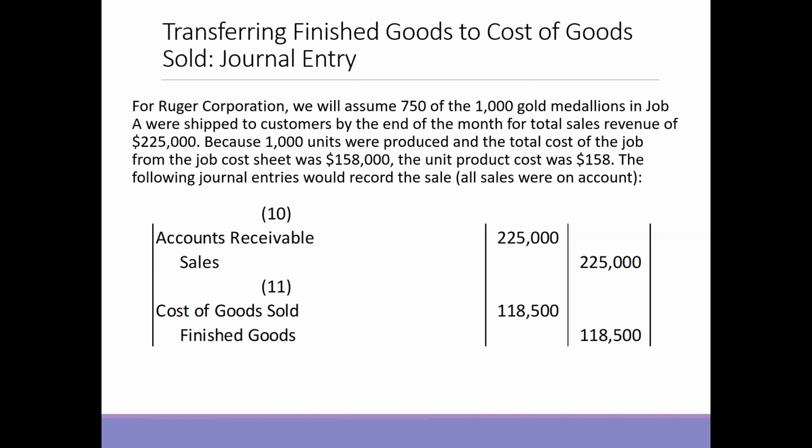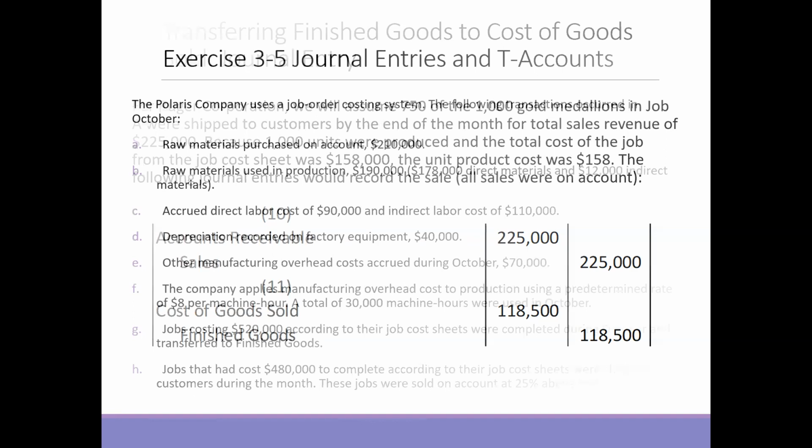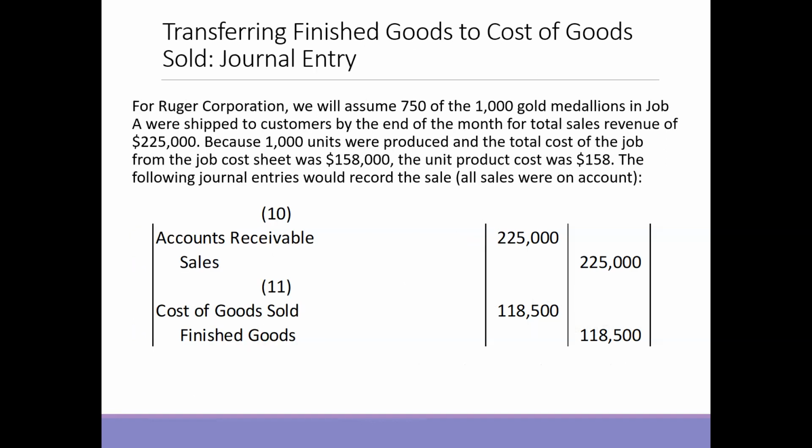Because 1,000 units were produced and the total cost of the job from the job cost sheet was $158,000, the unit product cost is $158 per unit. Since we sold 750 of them, we're only going to take cost of goods sold of 158 times 750, meaning the other 250 are still sitting in finished goods, right? We made 1,000, but we're only selling 750. Oh, and you know, what we're selling them for is a different price than what it costs for us to make them.